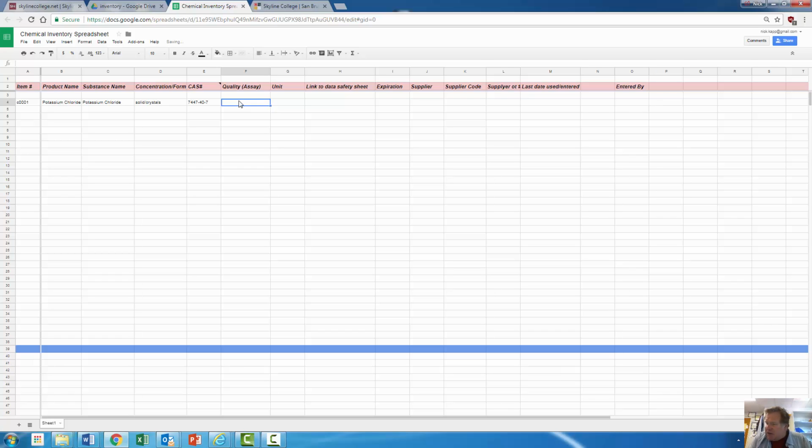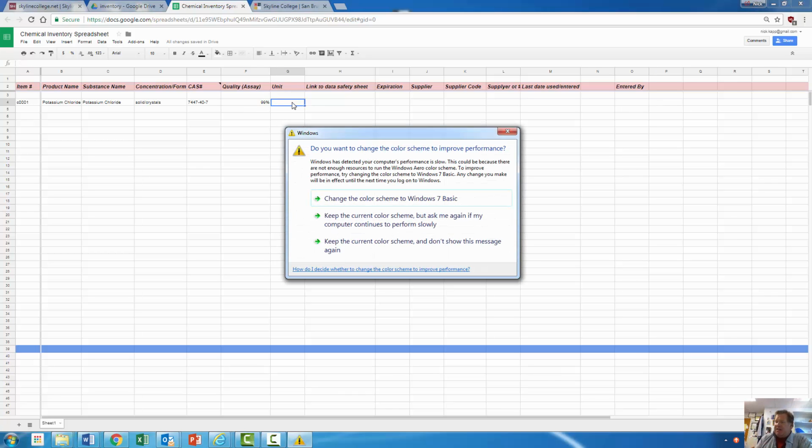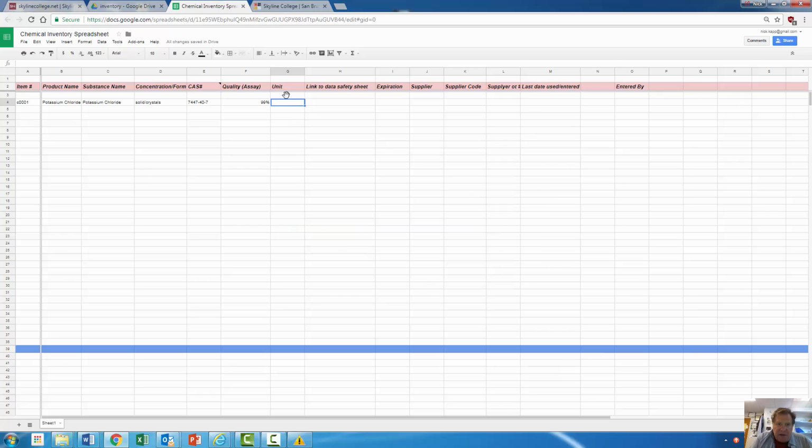Quality assay unit is basically 99%. The unit, that is how big is this thing? It's basically 500 grams. Material safety sheet, I'll take a look at that a little bit later.